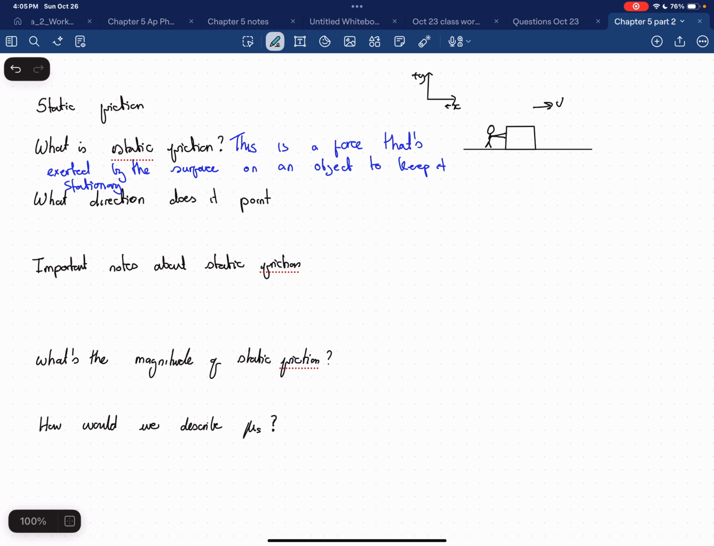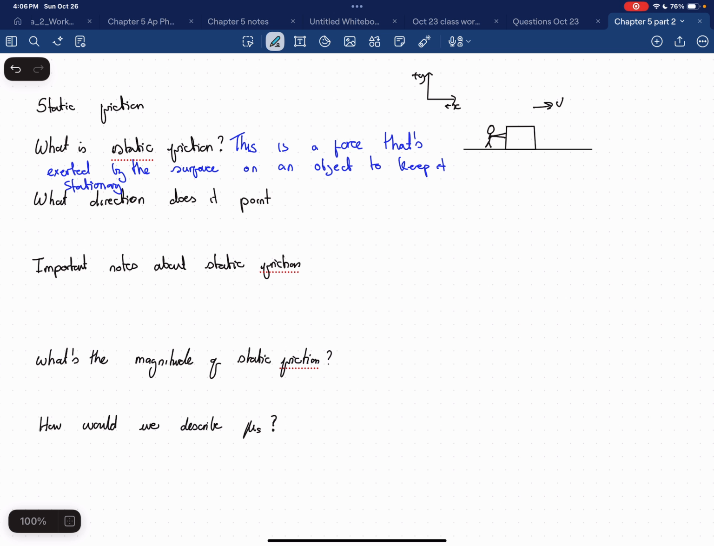What direction does kinetic friction point? Kinetic friction points opposite the direction it would have moved if there was no kinetic friction. Basically, you see my diagram here. This is not a free body diagram, just to be clear. I have my person pushing a box. In this situation, where would kinetic friction point? Sorry, static friction. I don't know why I'm making that mistake so much. It will point to the left-hand side.